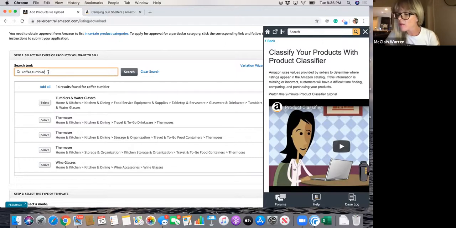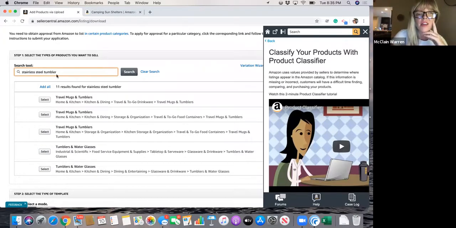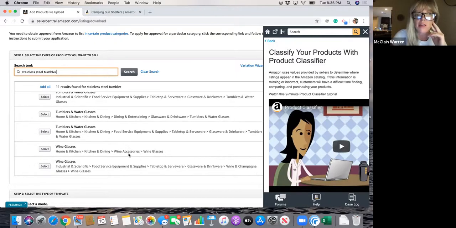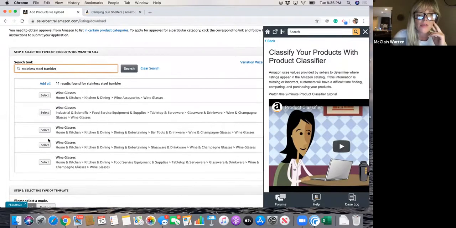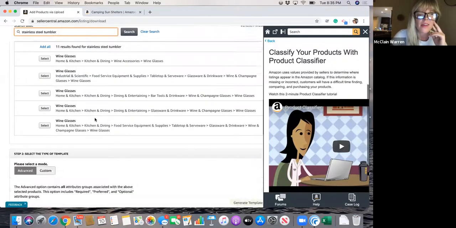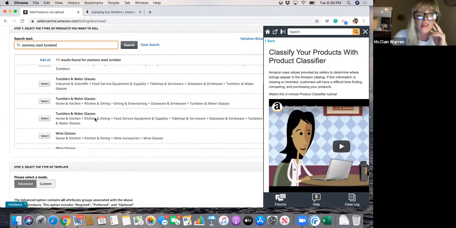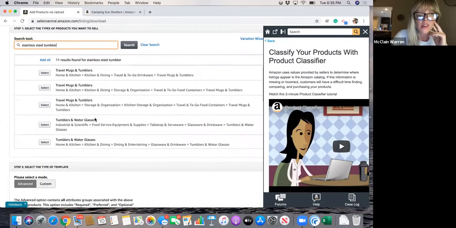So now I'm going to go to stainless steel tumbler. Again, another adjective to describe the tumbler. And this is going to be very similar to the coffee mugs. And again, for us alcoholics, it's the wine glasses. Ironically, thermoses is not in there, which is pretty interesting, actually.